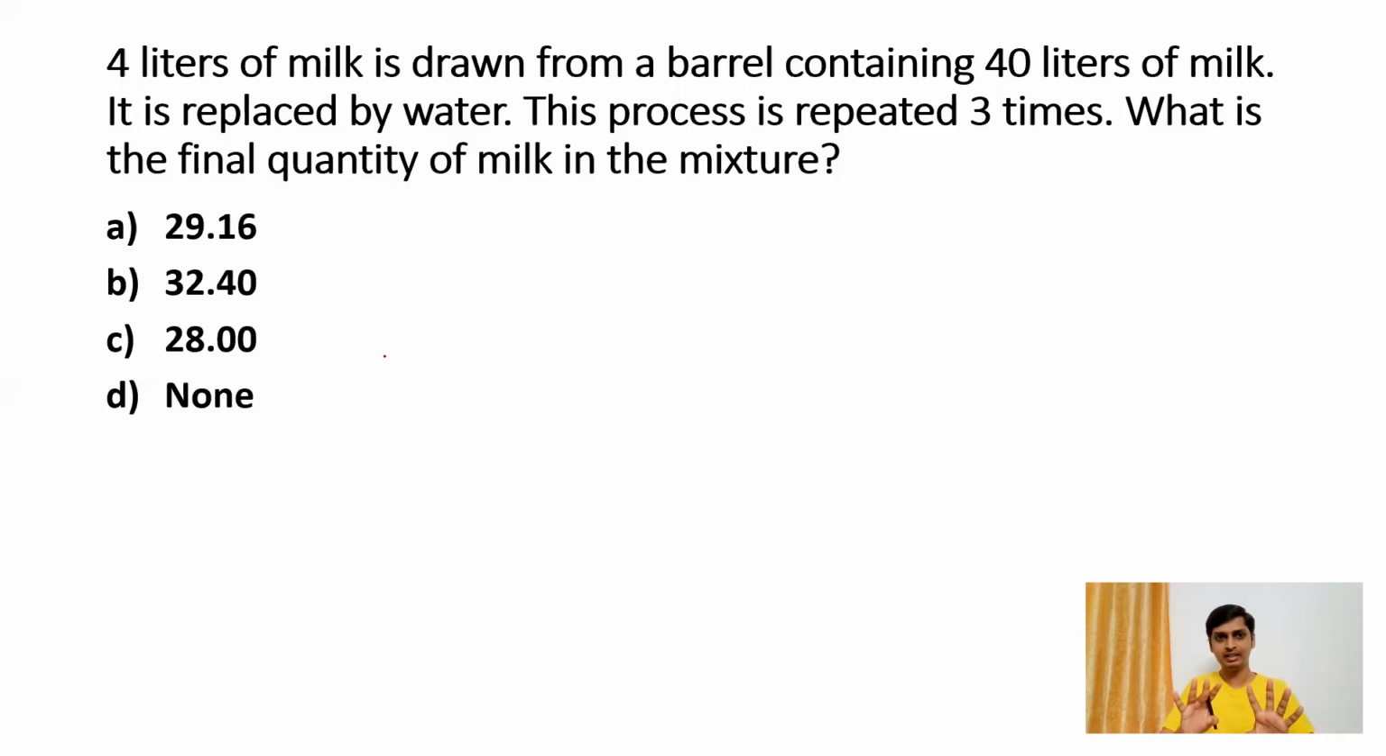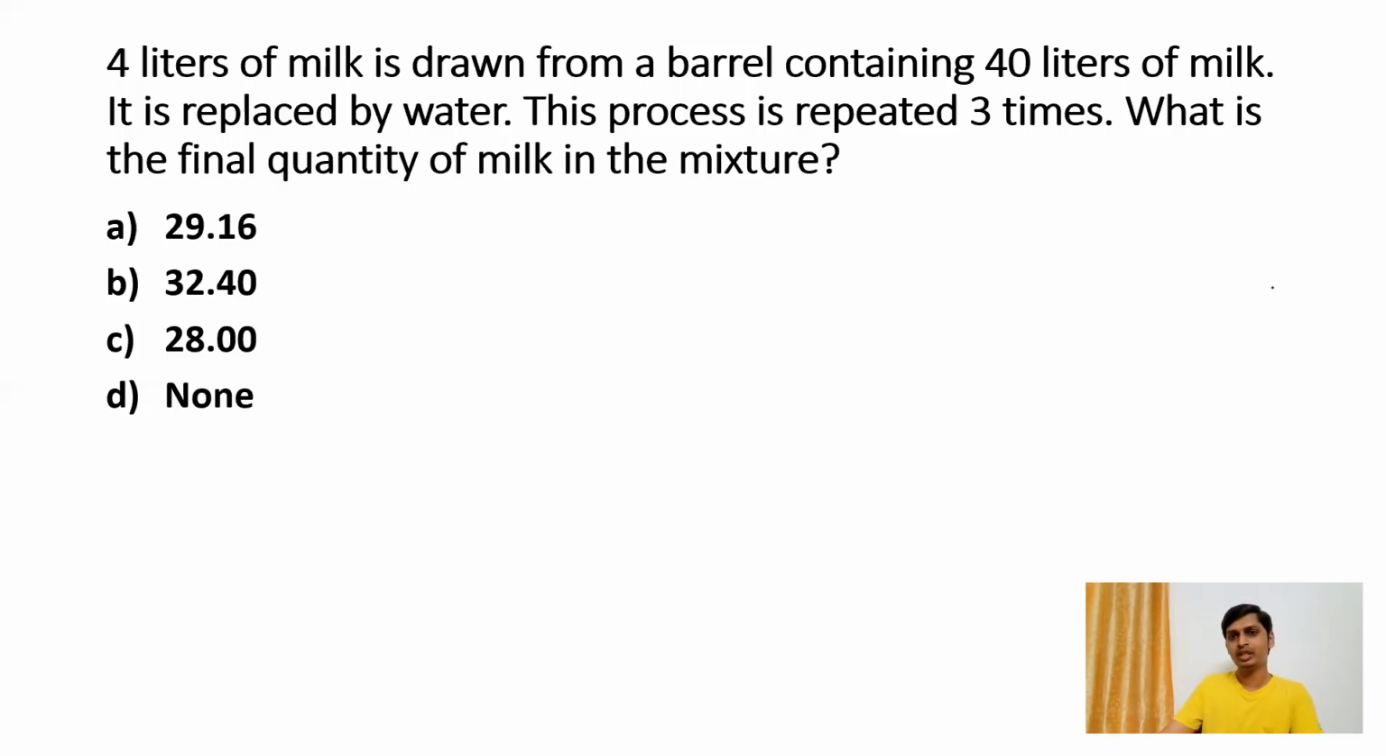See, you have 40 liters. You are taking 4 liters out and replacing it with water, right? So after taking 4 liters, again you are pouring 4 liters of water, and this process is repeated 3 times, and you have to find the final quantity of milk.